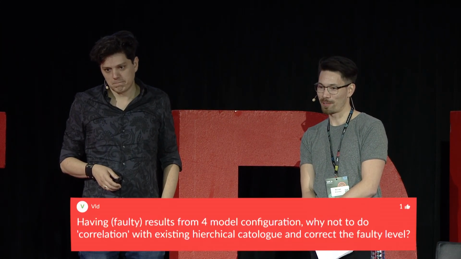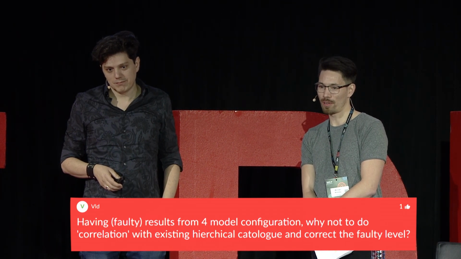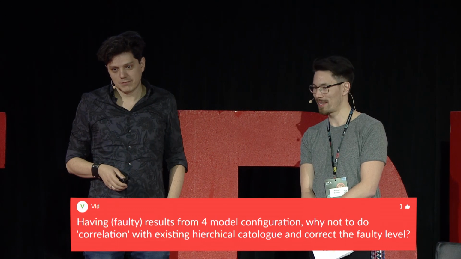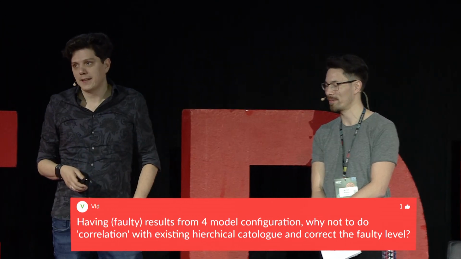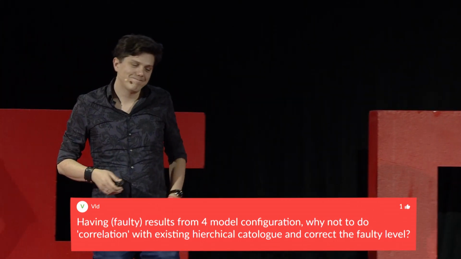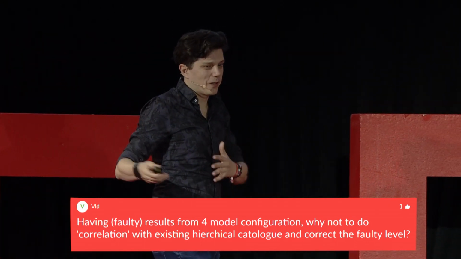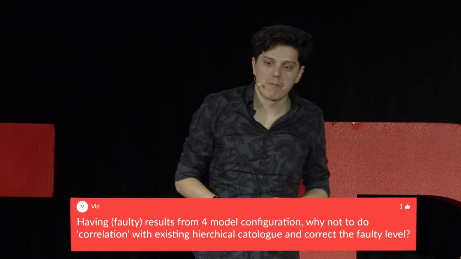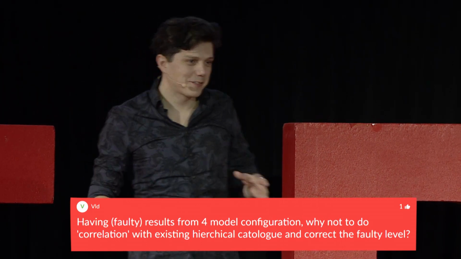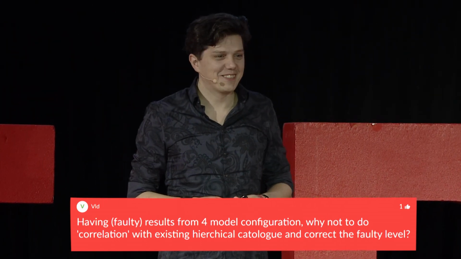The next question is, having faulty results from the 4-model configuration, why not do correlation with the existing hierarchical catalog and correct the faulty level? Yeah, I don't like to use correlation in that sense. So maybe we could discuss after, but I don't see it right now.